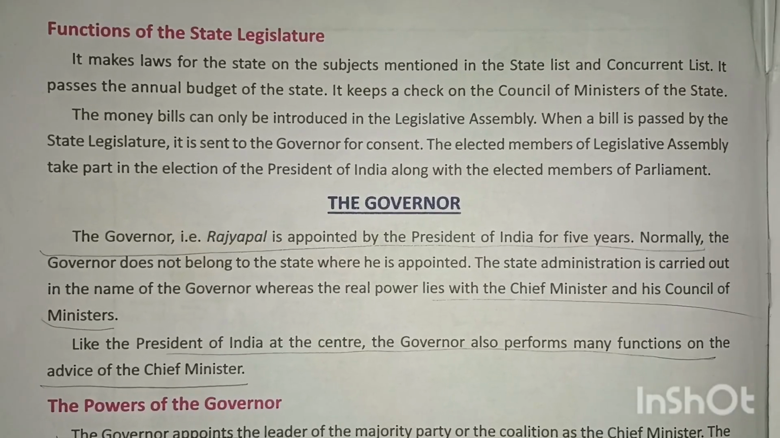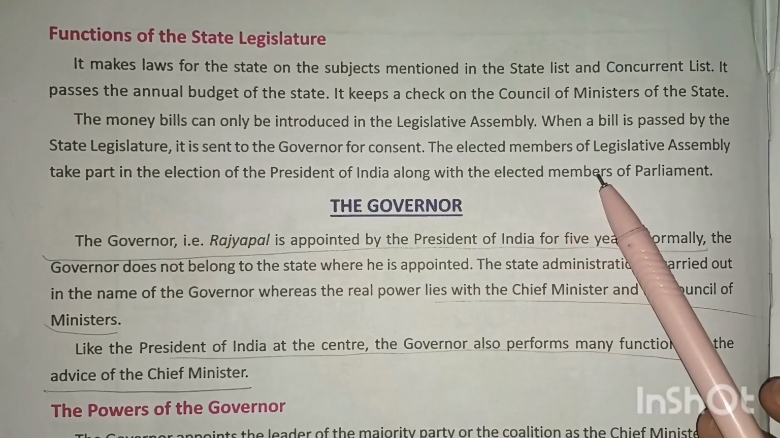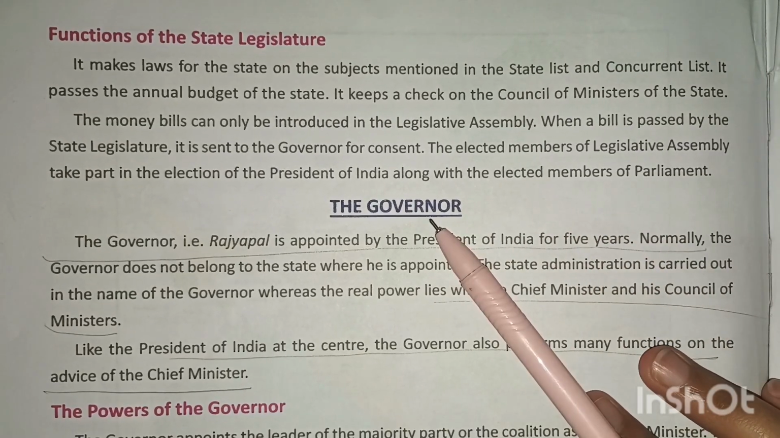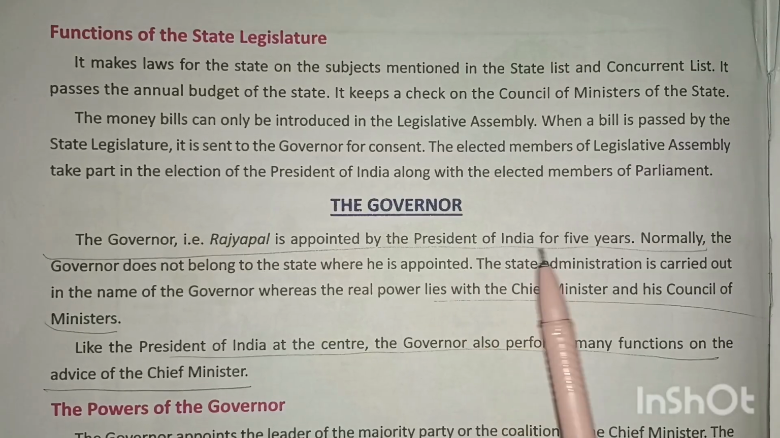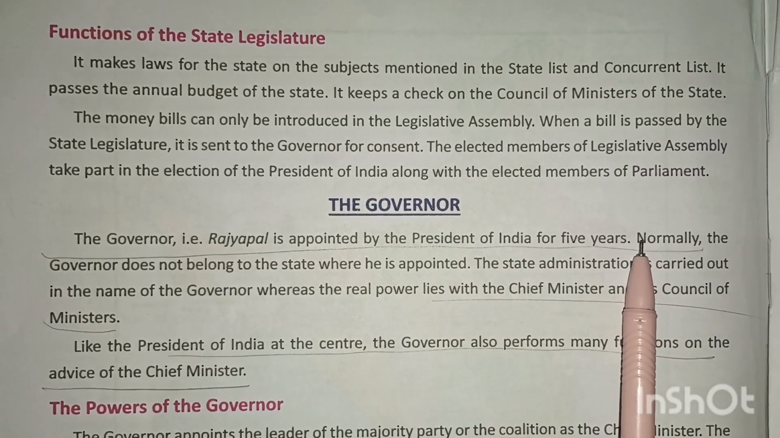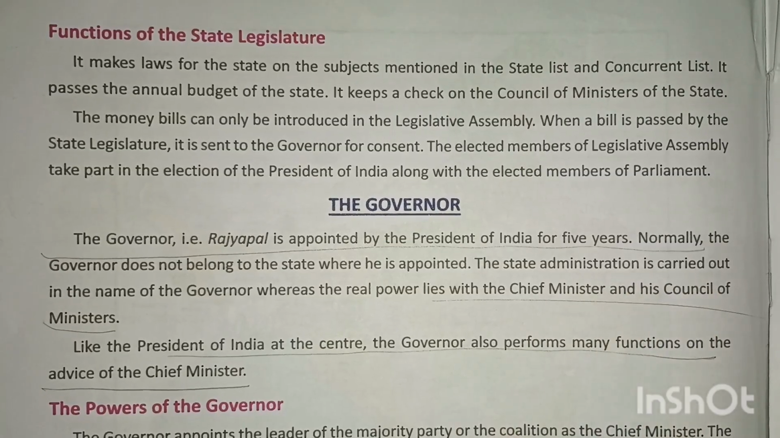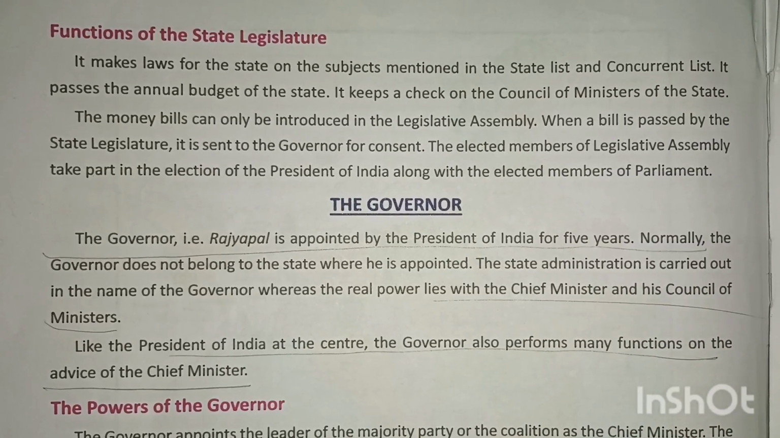The elected members of the legislative assembly take part in the election of the President of India along with the elected members of parliament. The governor, Rajyapal, is appointed by the President of India for 5 years. Normally, the governor does not belong to the state where he is appointed. The state administration is carried out in the name of the governor, whereas the real power lies with the chief minister and his council of ministers.